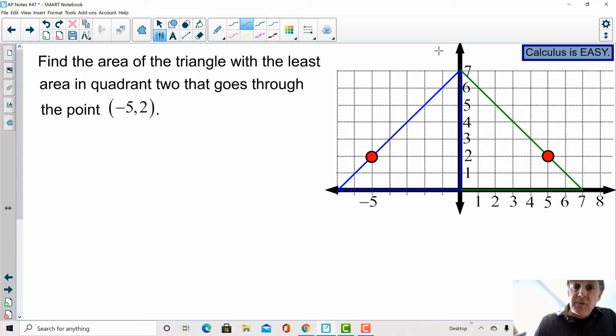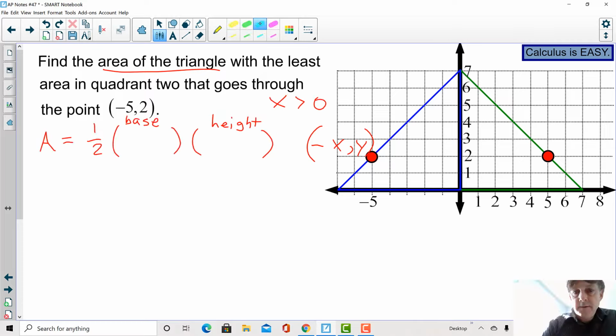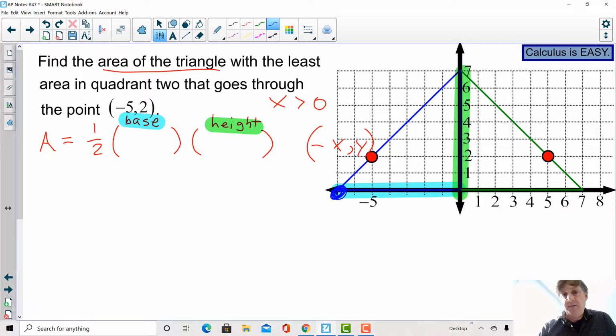But let's go ahead and actually do this one where our x value is on the left. Remember, our x is going to be a negative number. Again, the area of a triangle is just going to be 1/2 base times height. For our base, we're going to use the bottom. For our height, we're going to use the right side here. Remember, the length of the base is going to be the x-intercept of that blue line. Remember, the height of our triangle is going to be the y-intercept of that blue line.